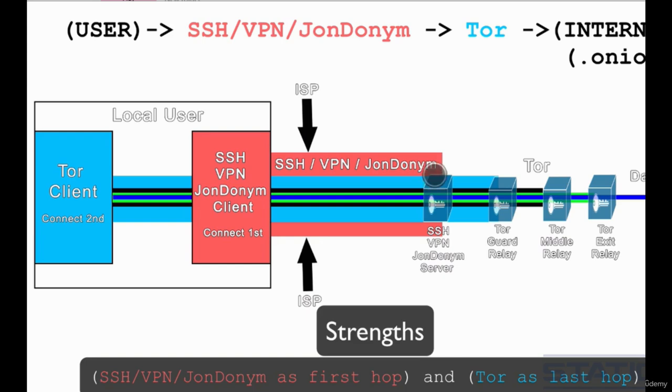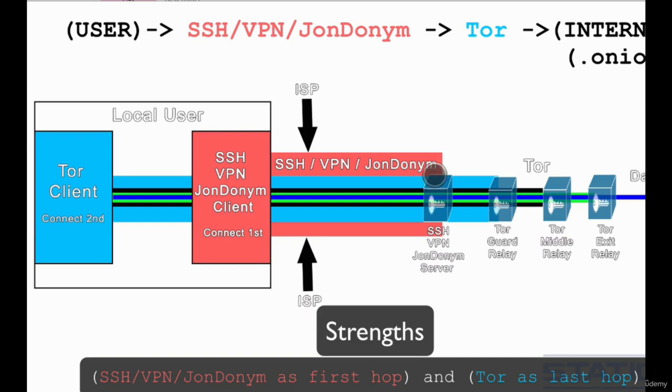And now let's talk about weakness via SSH, VPN, JonDonym. They can make a DNS, and the SSH, VPN, and JonDonym client reaches correctly with the help of making DNS, and it can kill the connection over SSH, VPN, any of this layer like Tor guard relay, Tor middle relay.